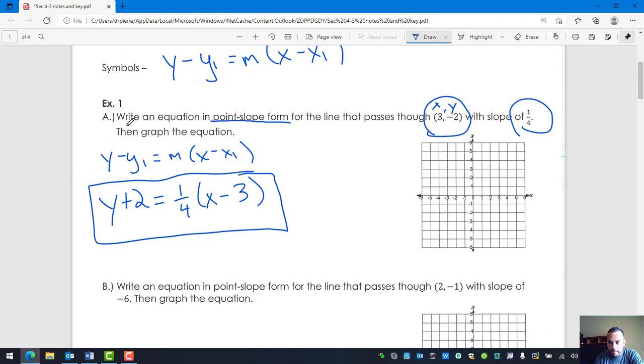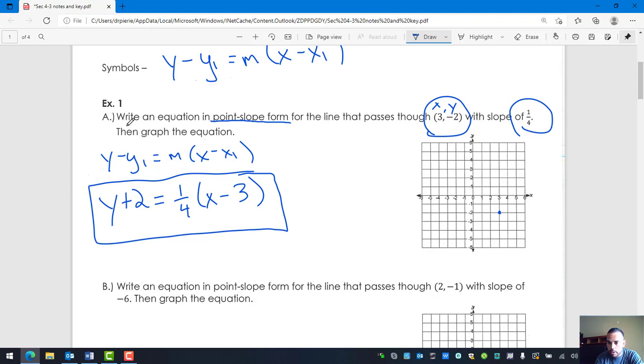So how do you graph it? We're going to start by plotting the point 3 comma negative 2. And where is 3 comma negative 2? It's 3 units to the right, 1, 2, 3, and then 2 units down, 1, 2. This is my first point right here. Okay, but it's got a slope of 1/4. So what does that mean? My slope is I have to rise 1, run 4. Rise 1, run 4. So it's rise 1 over 4.